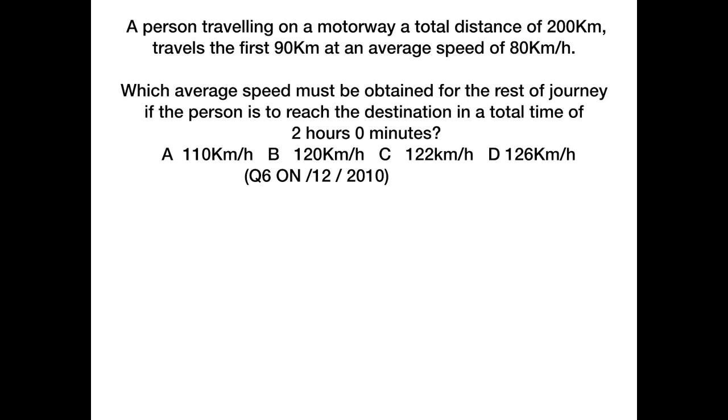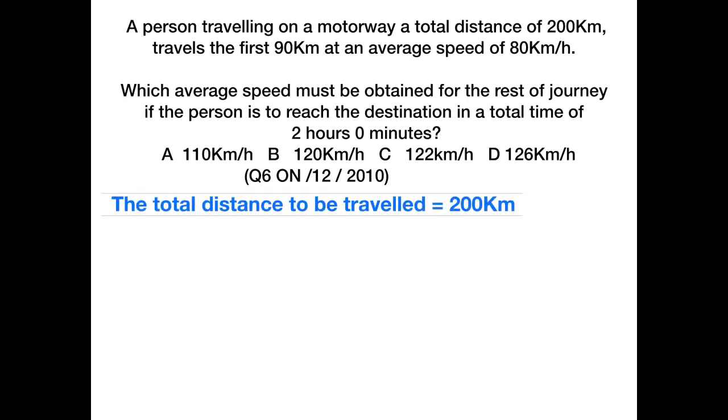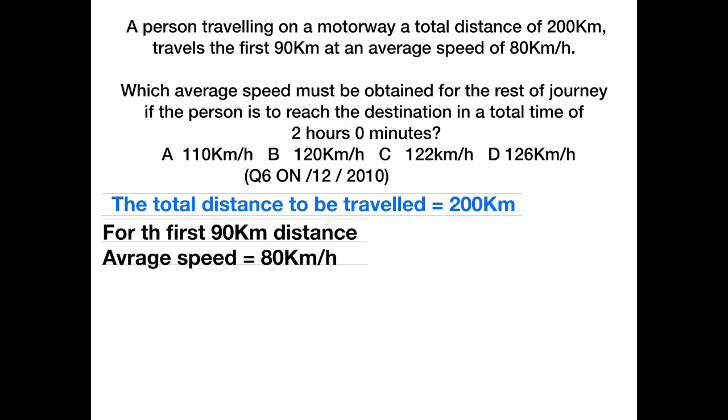Now if you look here, the total time for the journey is given, and if we find the time for the first 90 kilometers and subtract that time from the total time, then we will have the time for the remaining journey. Then we can recalculate the average speed for the remaining 110 kilometers. As we can see, the total distance to be traveled is 200 kilometers, and for the first 90 kilometer distance, the average speed is given to us as 80 kilometers per hour. So let's calculate the time for the first 90 kilometers.